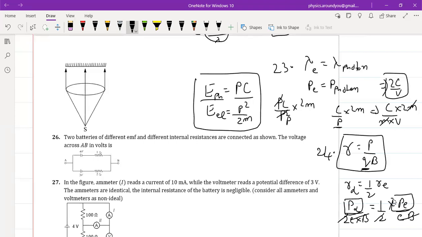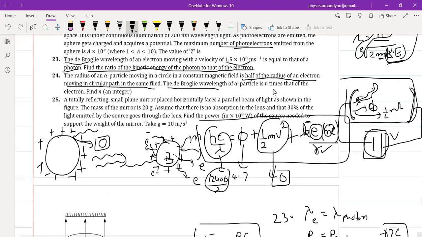If the momentum of the alpha particle is equal to the momentum of the electron, then what can I say about lambda? Lambda depends only on momentum. So the lambdas also will be equal. So lambda e is equal to lambda alpha. Therefore, the ratio should be 1. That is a preliminary calculation suggestion. R equal to mv by qB. R of alpha particle is half of R of electron orbit. With this, we can conclude.